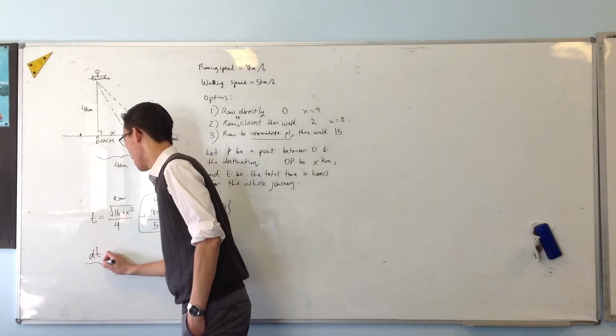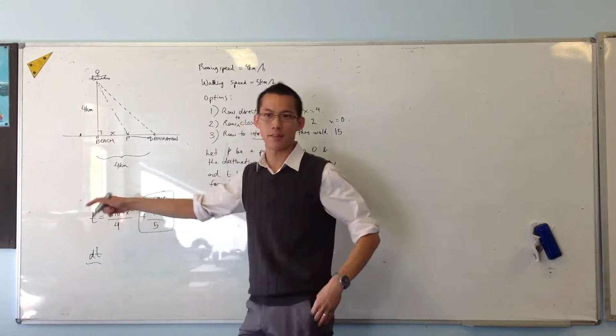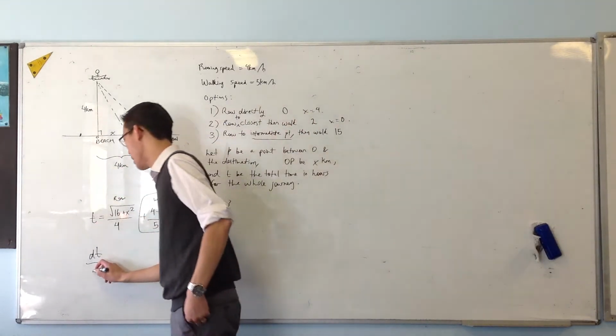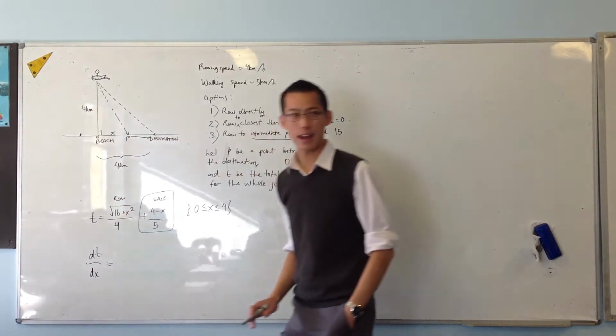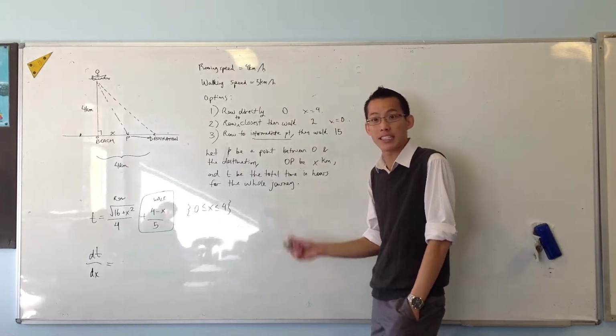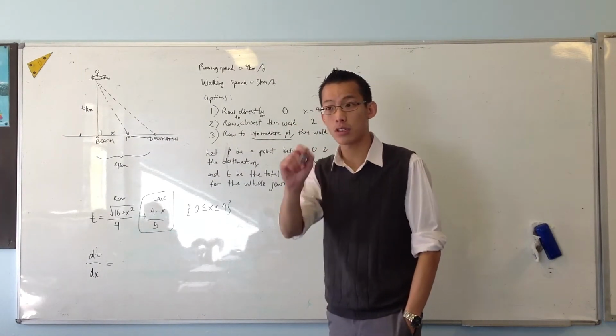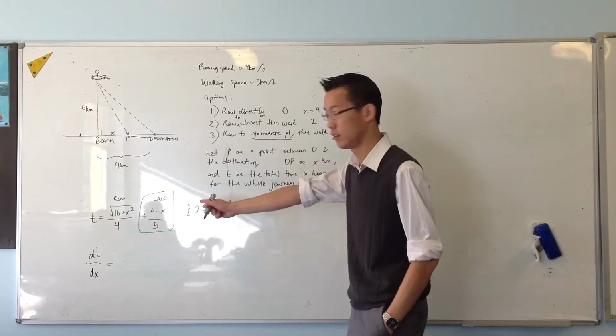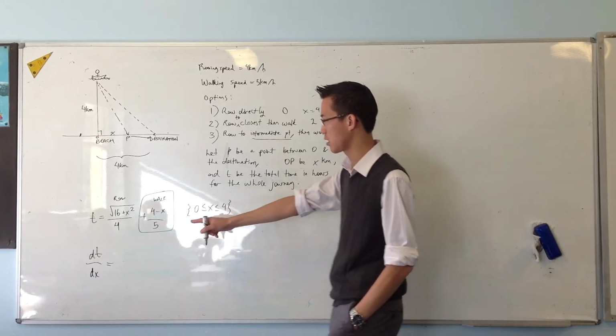Now, t is what I've got on the left-hand side instead of, say, y, so it's going to be dt on dx. Here's another place that things go wrong. Did you differentiate correctly? Look at your steps. There's chain rule involved here. What's it going to do?